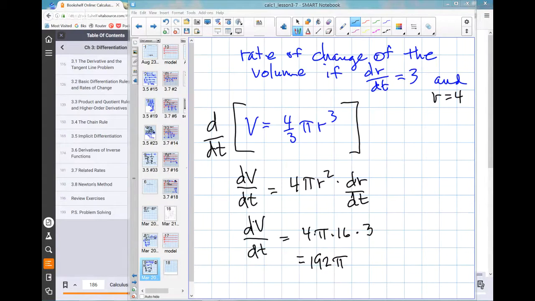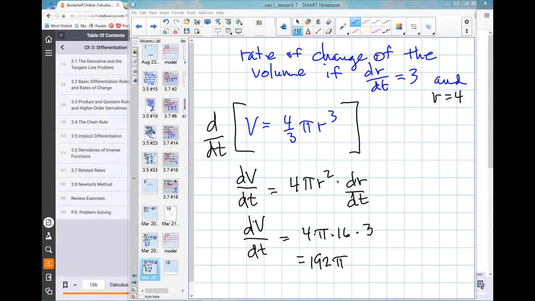And I made this one up, but it was basically if you have a sphere and you're in the process of inflating it, and you're told that right now the radius is increasing at a rate of 3, let's say 3 inches per minute or 3 inches per second, I don't know. And right now, at this particular moment, the radius of the balloon is 4. Then what's the rate of change of the volume? That's basically the question on the top.